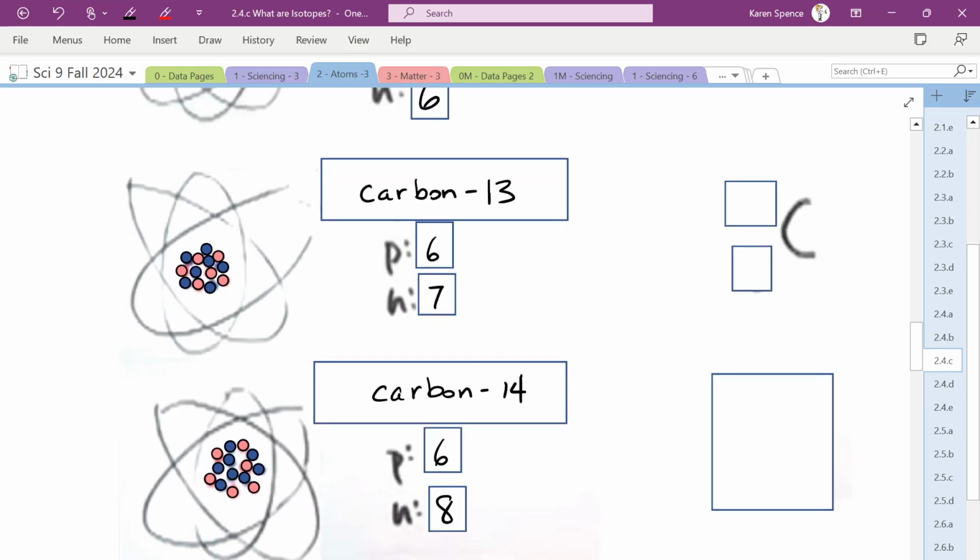What is the same about all of these carbons? The protons are always the same. If an element has 6 protons, it is carbon. Can't be anything different. If it all of a sudden gets an extra proton and becomes 7 protons, it's no longer carbon. It becomes nitrogen, just like we drew in the Bohr model earlier. Okay?